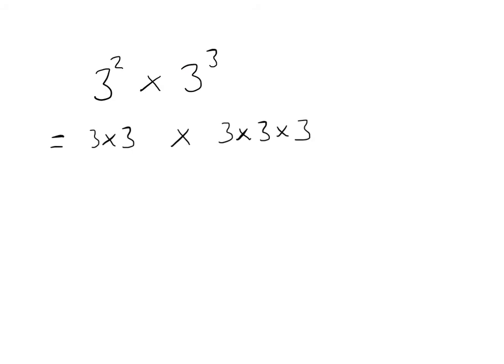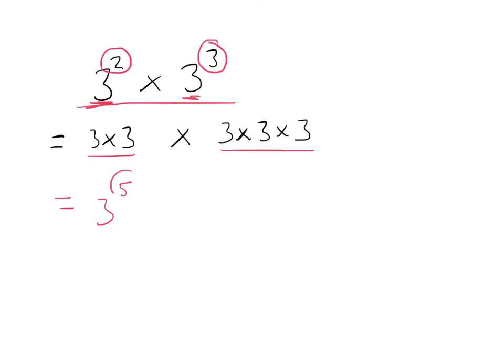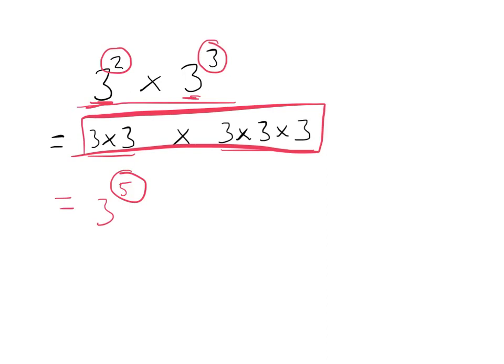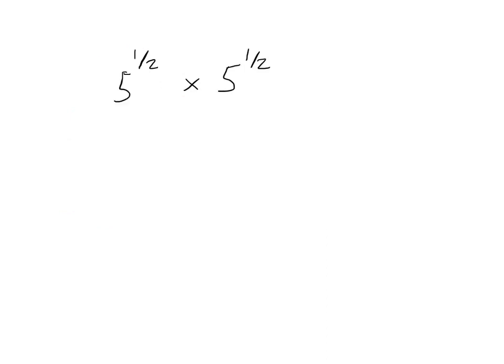So let's have a look at this question then. If we've got 3 squared times 3 cubed, obviously 3 squared is 3 times 3, 3 cubed is 3 times 3 times 3. So that means 3 times 3 times 3 times 3 times 3, that's obviously 3 to the power of 5. So you'll remember again from GCSE that when we multiply two numbers that have got the same base together, we simply add the indices together, and you know, for this reason here.